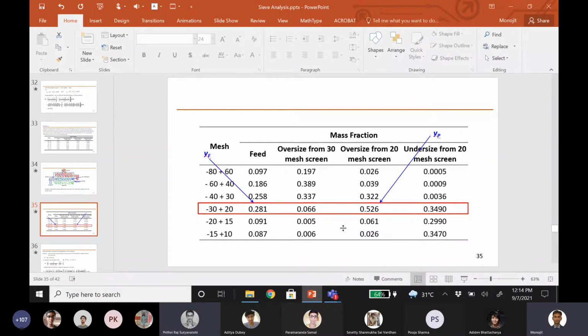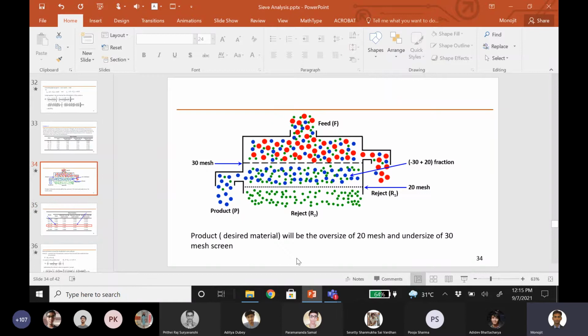Sir, if we know the input feed and the product feed, then we can use conservation of mass to calculate the reject feed, and then we can again use conservation of mass for the desired material to get the mass fraction. Yeah, so can you check and tell me this value? What are the rejects here?